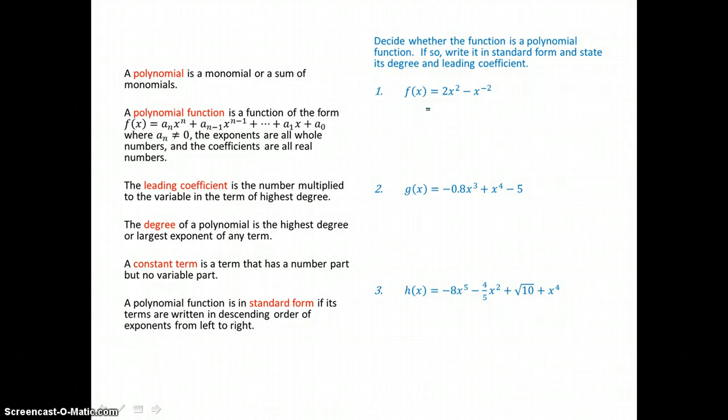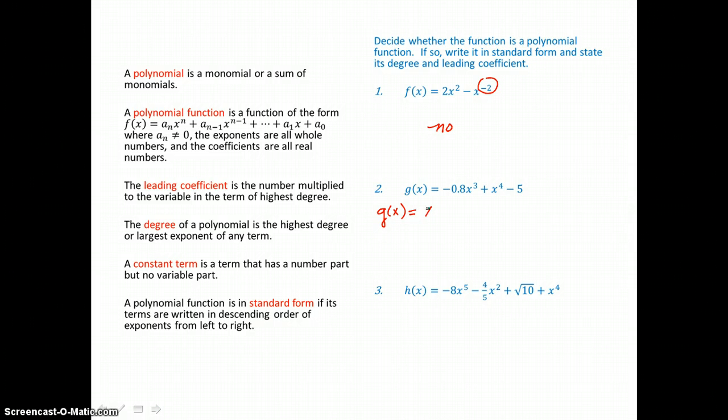This first function, f, is not a polynomial function, so we'll write no because of that negative exponent. All exponents on our variables have to be whole numbers. G of x in example 2 is a polynomial function, but it's not written in standard form, so we'll rearrange or commute the terms to get it in standard form.